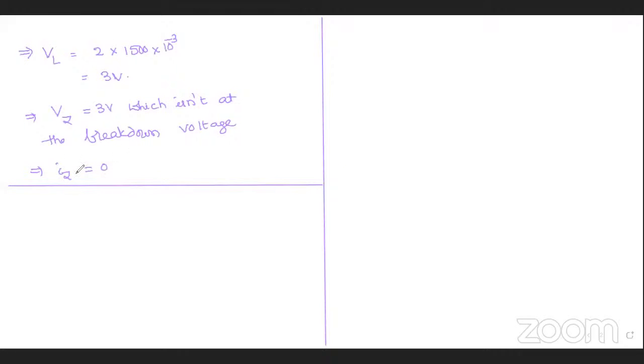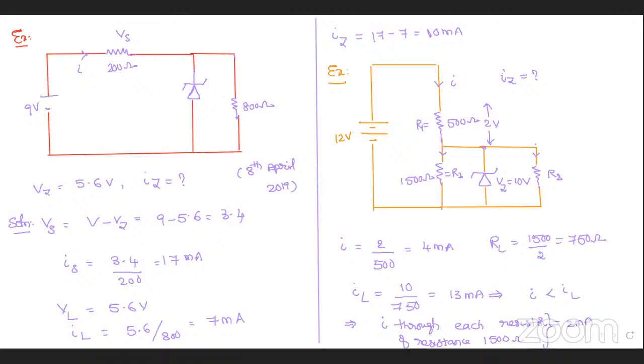This is I_Z. This is what I said, a new type of question. First time we are seeing, when V_Z is less than the breakdown voltage, what happens? He asked this one in 2019 only, but in January. So this was the question given here, 11th January 2019.